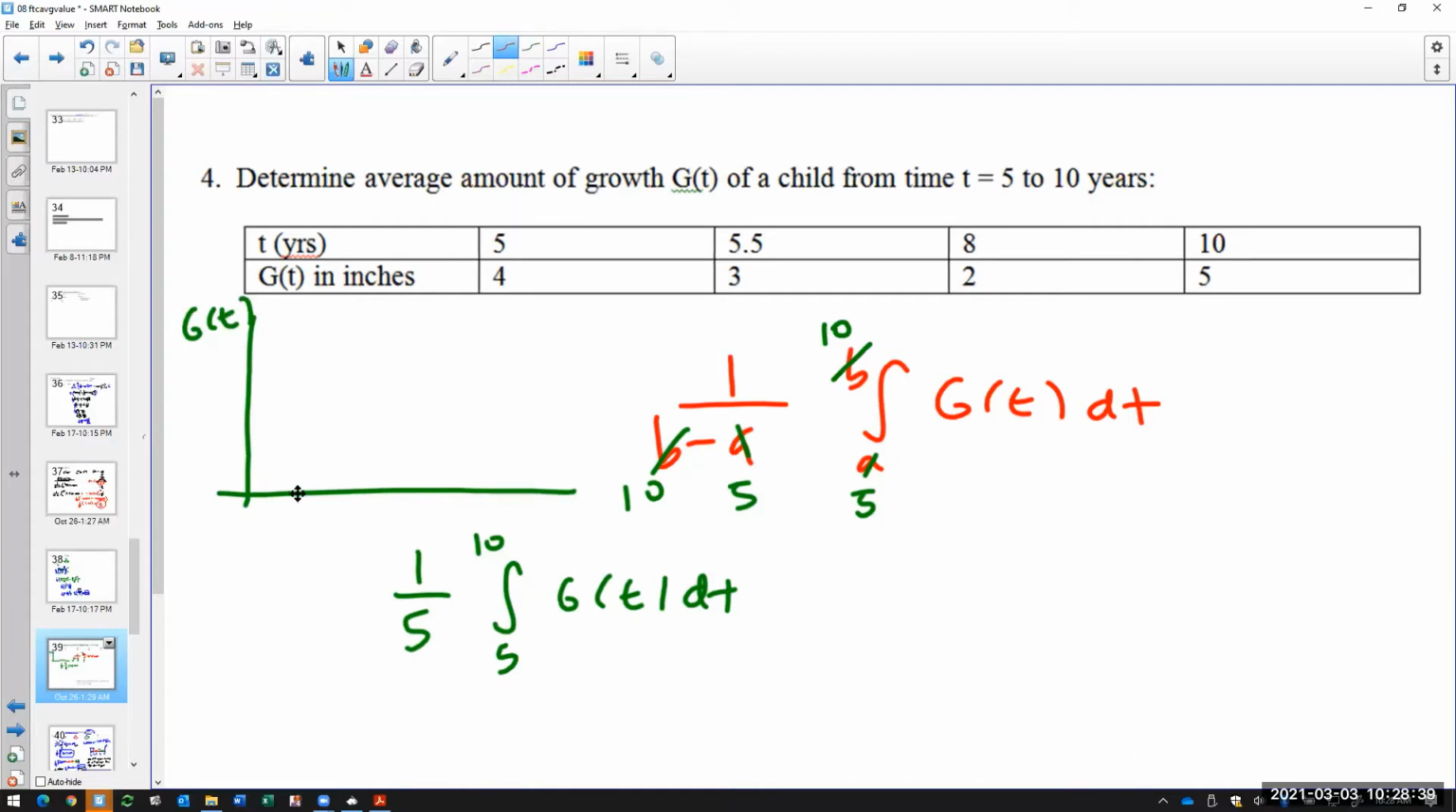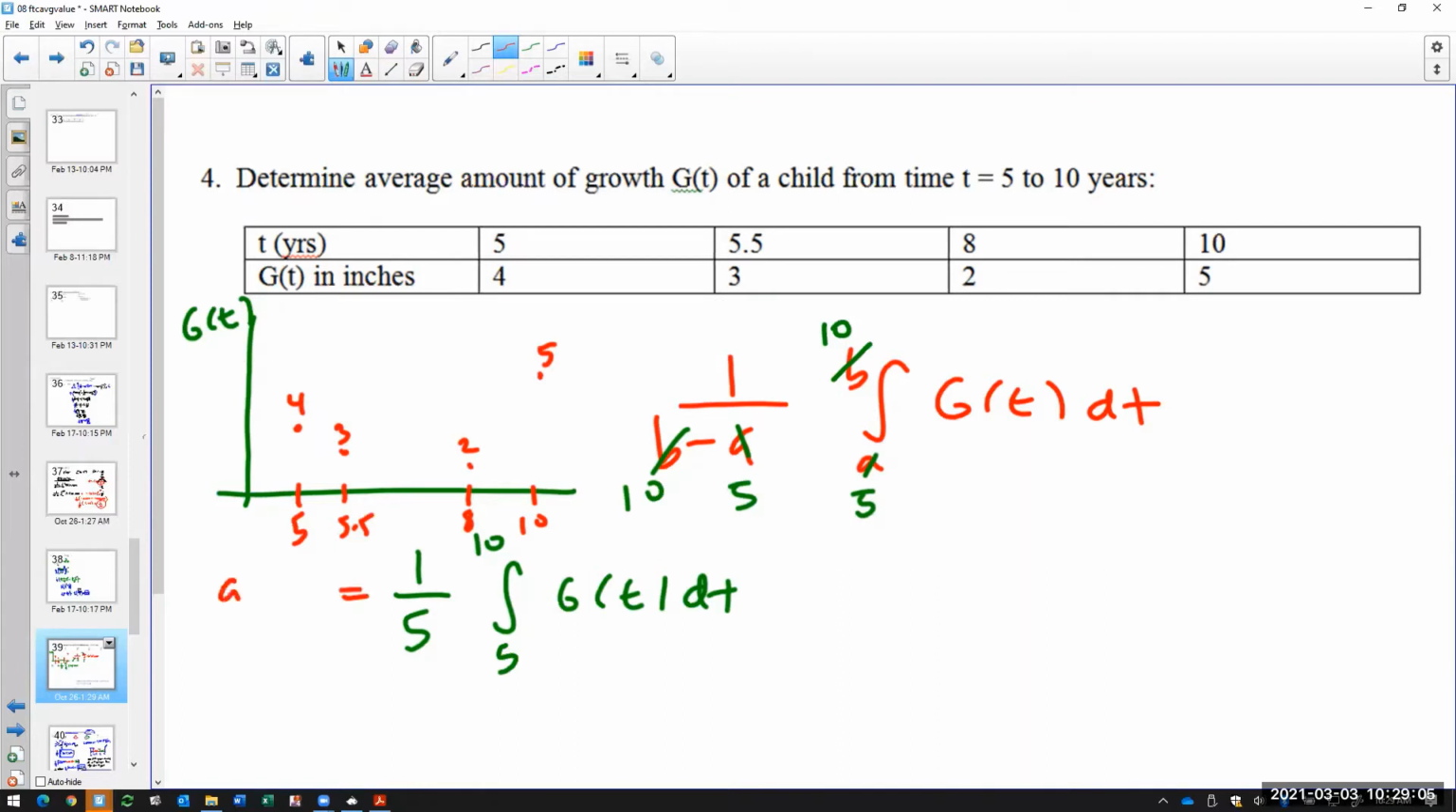So G at 5 is 4. Then G at 5.5 is 3. G at 8 is 2. And G at 10 is 5. And this is a G graph. All right, if I'm trying to plug into this formula, yeah.